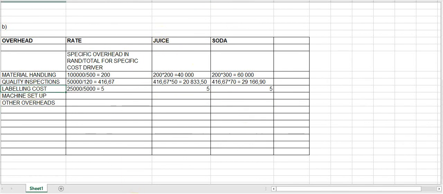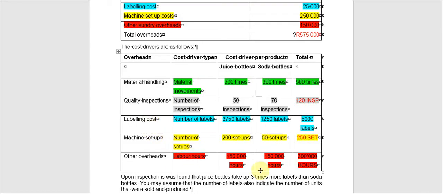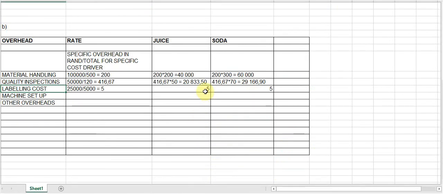So I say 5 and 5, and now I need to go and look for this specific cost driver for each product. So for the labels, it was 3,750 and 1,250 respectively. So I'm multiplying 5 by 3,750, and I am multiplying 5 by 1,250. So if I say 3,750 times 5, I get a total of 18,750. If I say 5 times 1,250, I get to a total of 6,250 Rand.